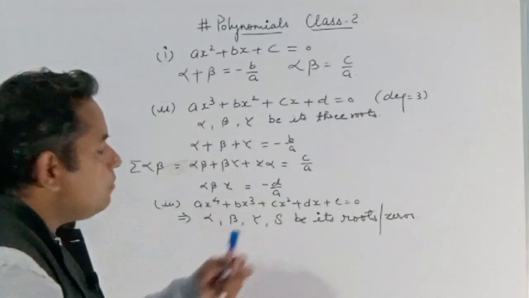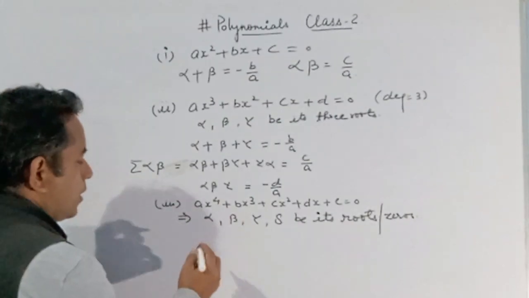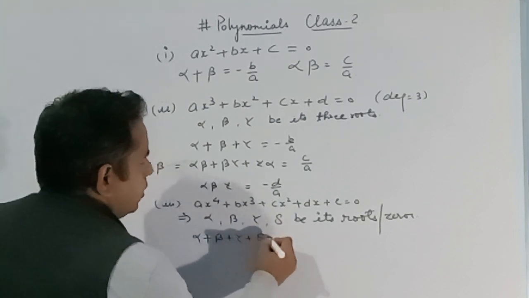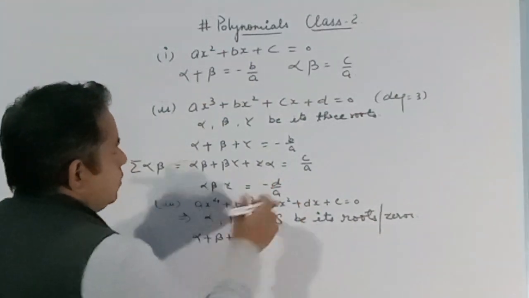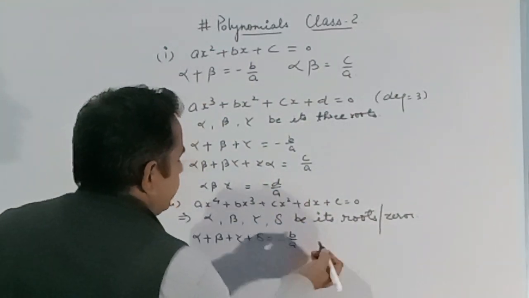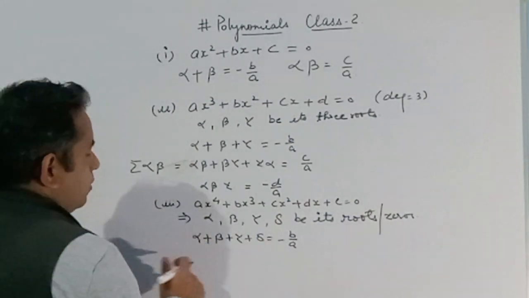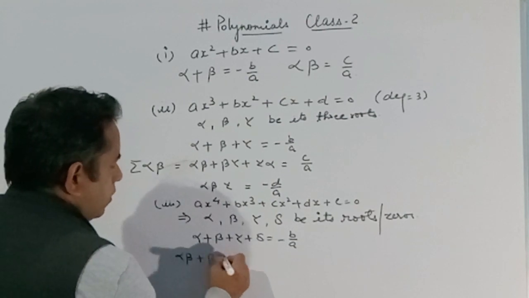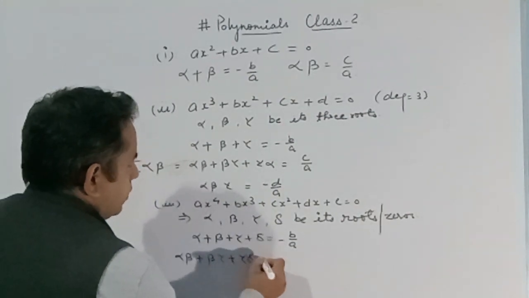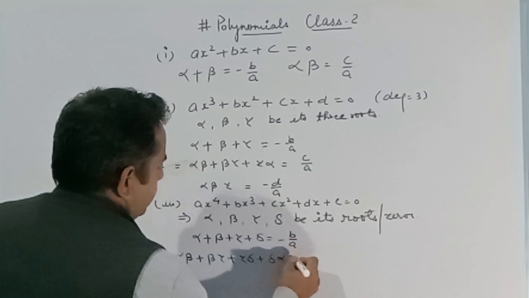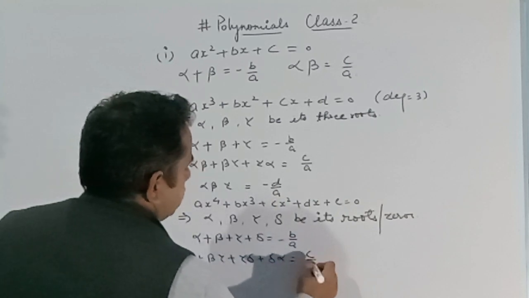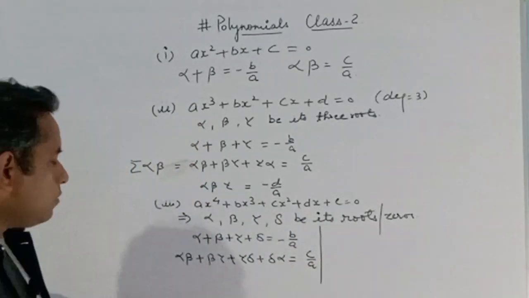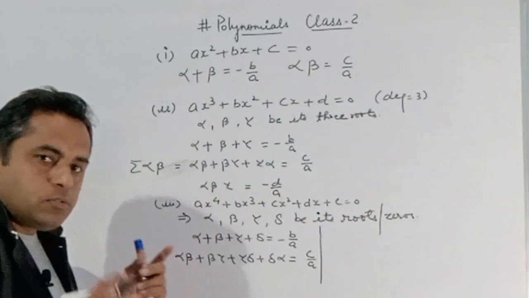Clear? So what will be the relation between these roots? Alpha plus beta plus gamma plus delta will be equal to what? Minus b upon a. Okay? Now the second, alpha beta plus beta gamma plus gamma delta plus delta alpha is equal to what? c upon a. Clear? Now this is the sum of taking two zeros at a time.